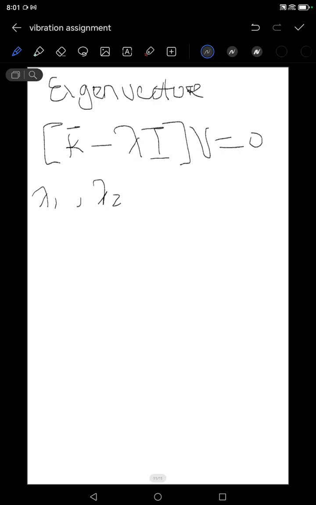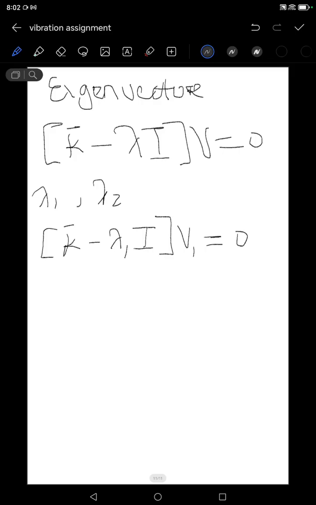So to determine this vector, we're going to use this formula. We're going to have the normalized stiffness minus lambda 1 multiplied by I, into V1. V1 is for vector 1, and it equals 0. So this V1, we can write it in a vector form like this.